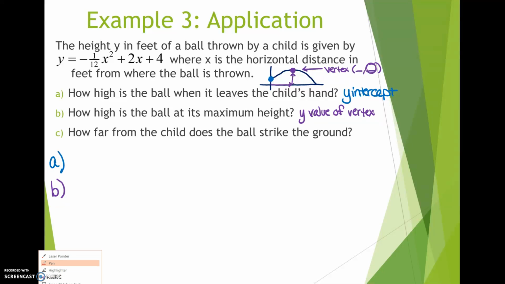How far from the child does the ball strike the ground? The ball will strike the ground here. And we want to know this horizontal distance between the kid and the ball. Because that point is on the x-axis, x equals the opposite of b plus or minus the square root of b squared minus 4ac all over 2a. We need to do the quadratic formula to find this value.